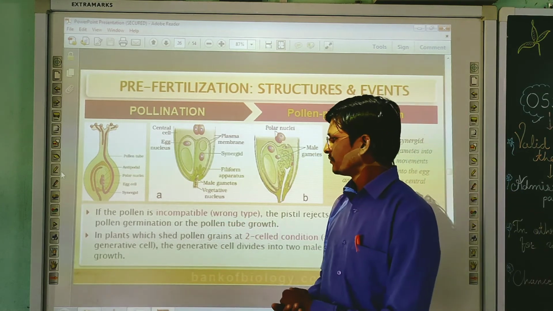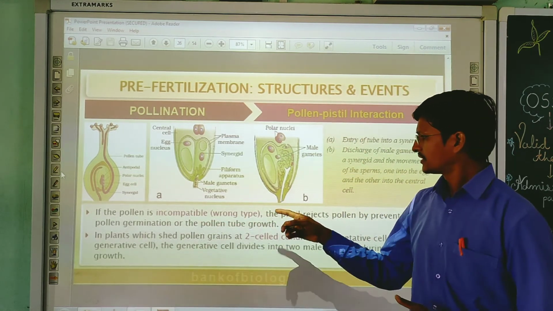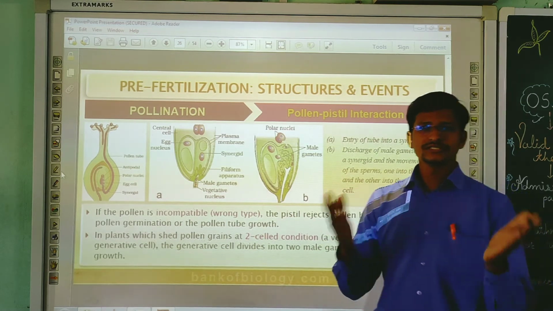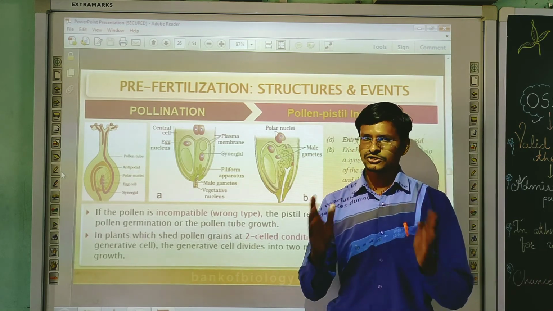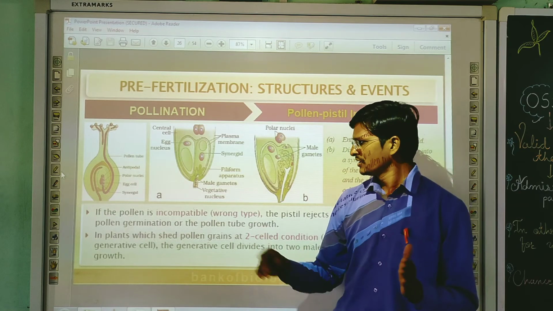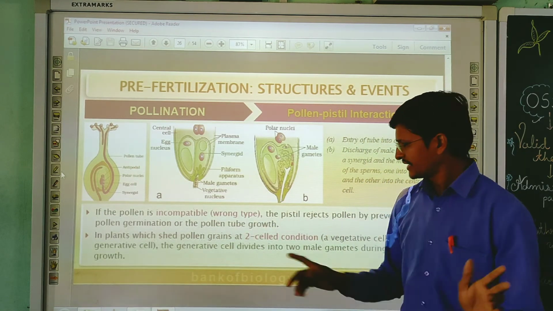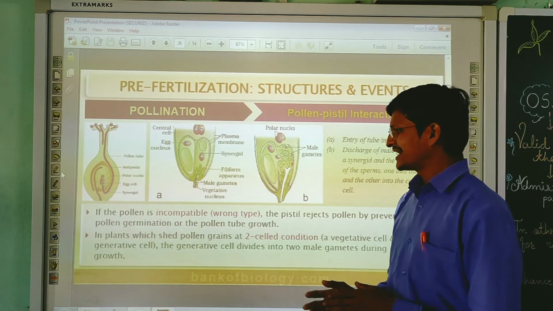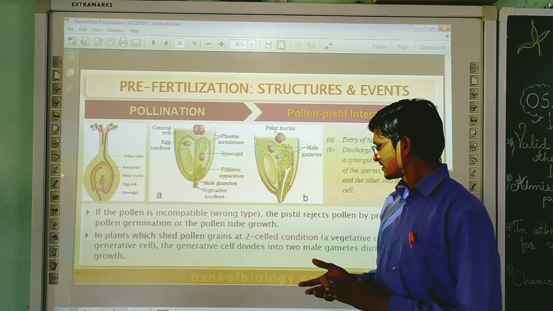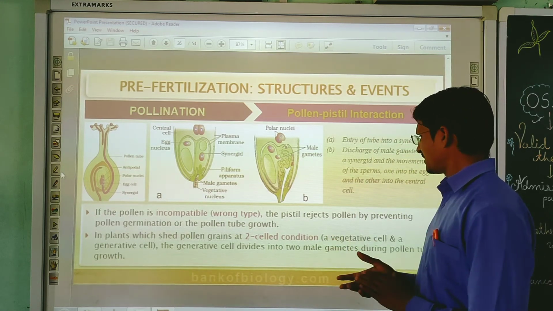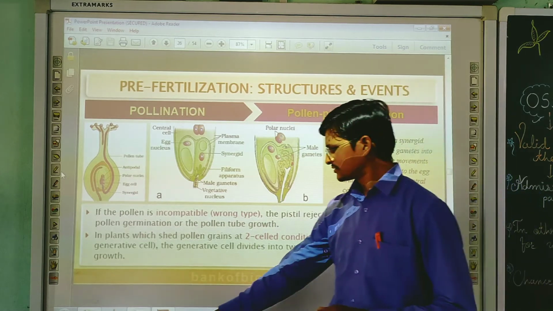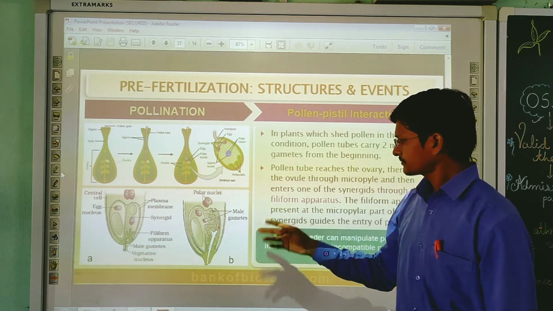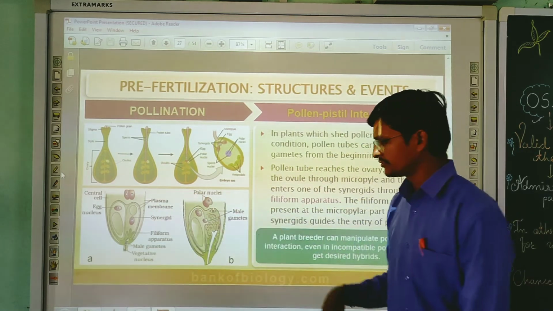If the pollen is incompatible or the wrong type, the pistil rejects the pollen by preventing it, meaning the process will not be carried out. The pollination process will stop, and there is no chance of fertilization if the wrong type is there. Okay, that you can remember. So here in the plants with shed pollen grains, a two-cell condition, a vegetative cell and a generative cell. Two types of cells we know, vegetative cell and generative cell. So you remember this, all things you need to remember.